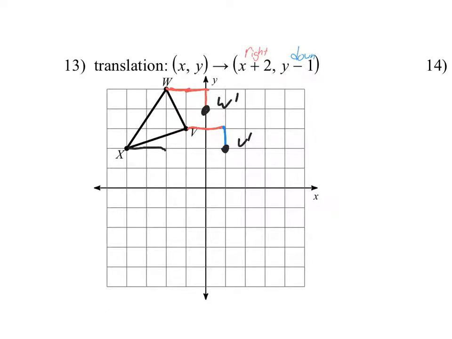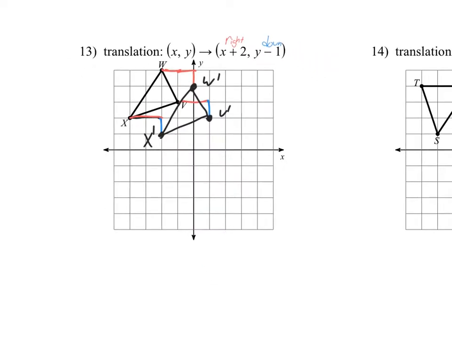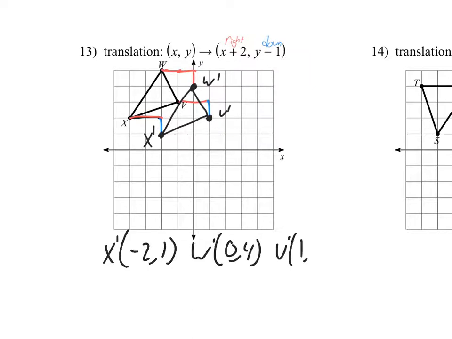X, 2 to the right. Oops, I meant to do that in red. 2 to the right and down 1. And this will be X prime. Oops, what am I doing here? There we go, X prime. Connect my dots. There's my new picture. And for the coordinates, so I'm going to show you here. X prime is, looks like that's negative 2, positive 1. W prime is going to be 1, 2, 4, so 0, comma 4. And V prime is going to be 1, comma 2.